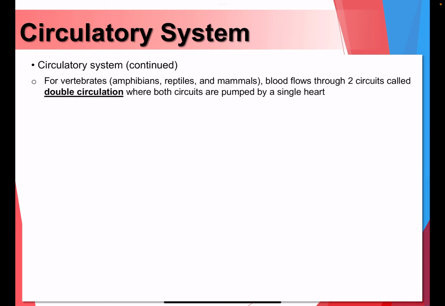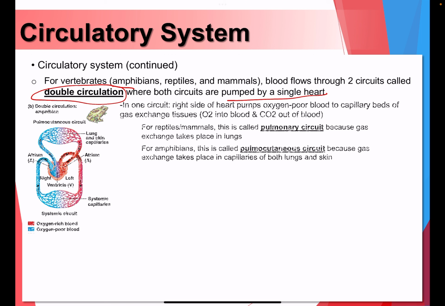So for vertebrates such as amphibians, reptiles, and mammals, their blood flows through two circuits or two loops called double circulation. This is where both circuits are pumped by a single heart. So even though you have two loops going on in the circulatory system, the heart usually has more than two chambers that will pump to both loops.